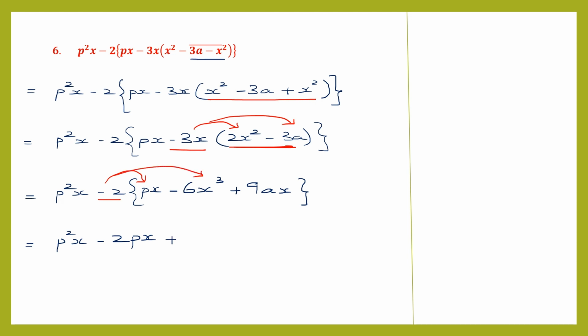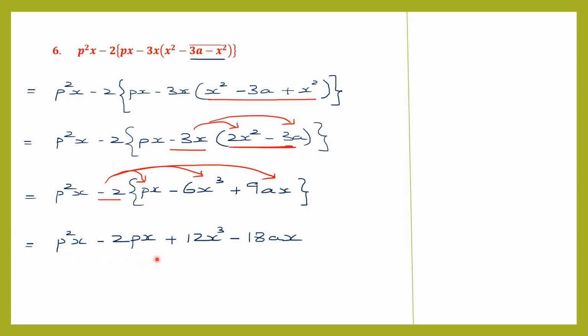Minus into minus is plus. 2 sixes are 12 and we have x cube. Then here what do we have? Minus 2 into plus 9ax. Minus into plus is minus. 2 nines are 18 and we have ax.